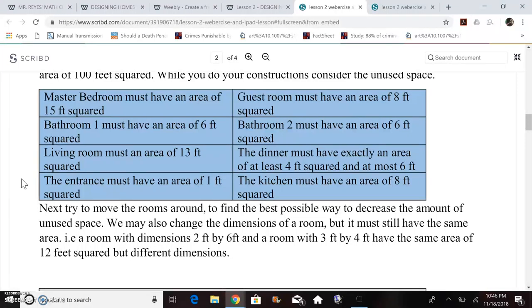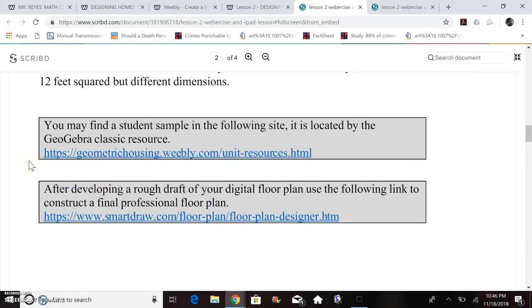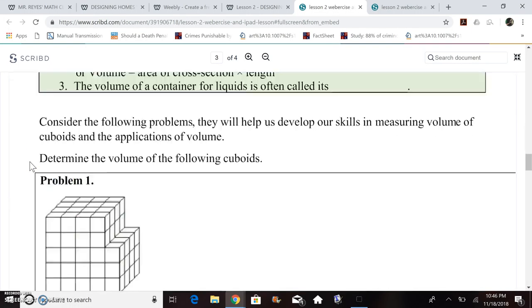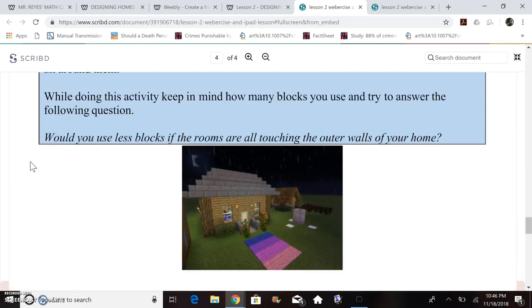This is a sample one. This is not the one they are required to do. This is something similar. It will have different instructions. Next, they will create a 3D floor plan in Minecraft. The reason they're given Minecraft is because in Minecraft you can measure everything, and they can give the students a good concept of the units they are working with.